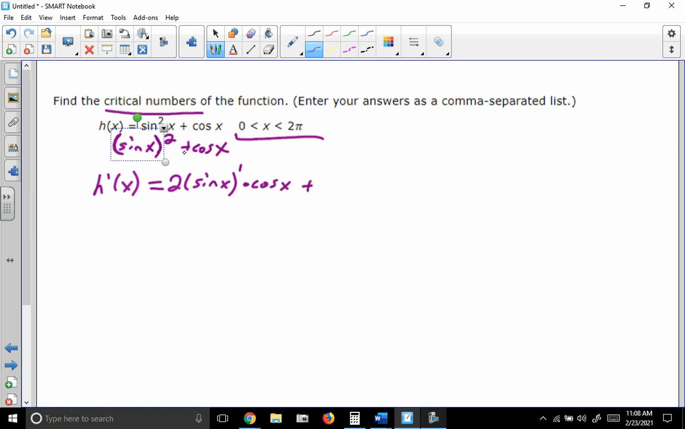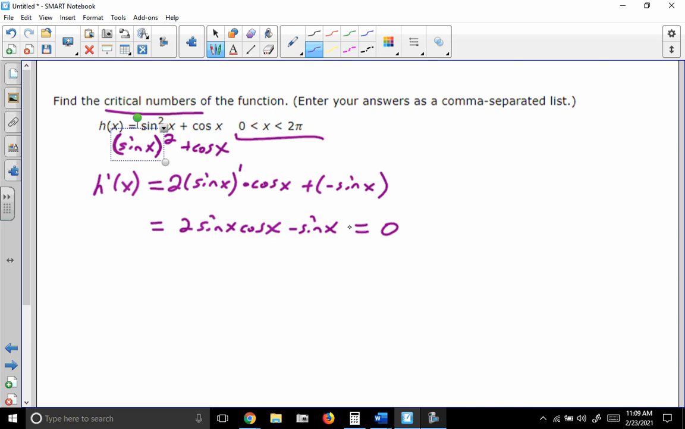And then we take the derivative of the other term. The derivative of cosine is minus sine. So our first derivative is 2 sine x cosine x minus sine x. And our critical numbers occur where our first derivative is 0 or where it's undefined.